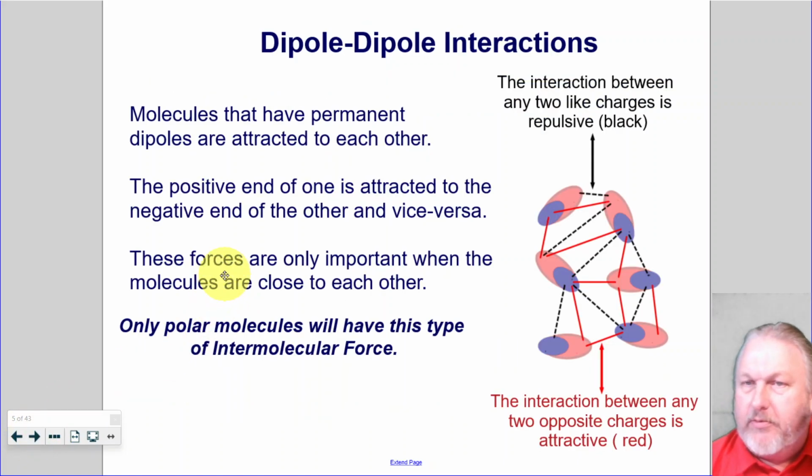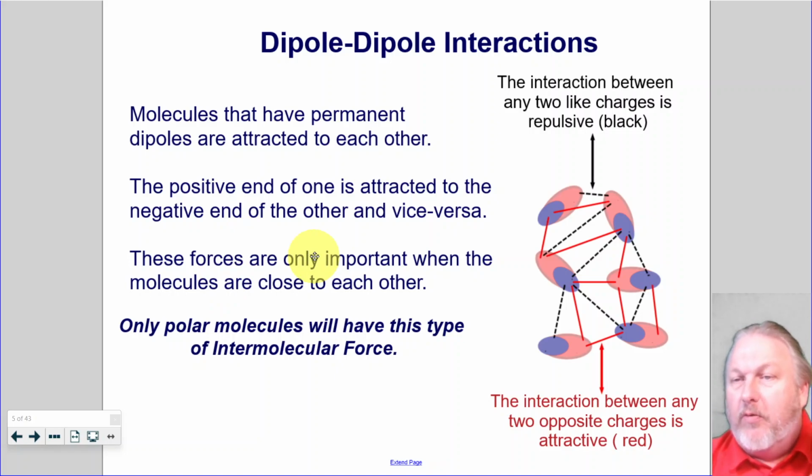So molecules that have a permanent dipole are attracted to each other. The positive end of one is attracted to the negative end of the other, and vice versa. All right? And these forces are only important when the molecules are close to each other. They've got to be pretty close for them to be attracted. Now, only polar molecules will have this dipole-dipole interaction, or this IMF.